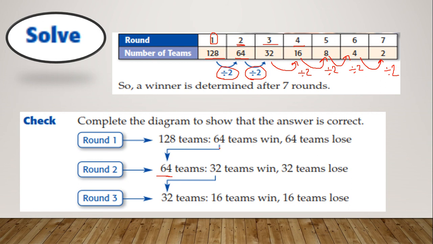We start with 64, the teams that win. Okay, we will divide it into 2 groups. We have 32 teams win, we have 32 teams lose. In round 3 we start with 32. We will divide it into 2 equal groups. We will have 16 teams win, 16 teams lose. And when we continue, you will see that at round 7 we will have 2 winners. That means our answer is correct. So we will have a winner after 7 rounds.